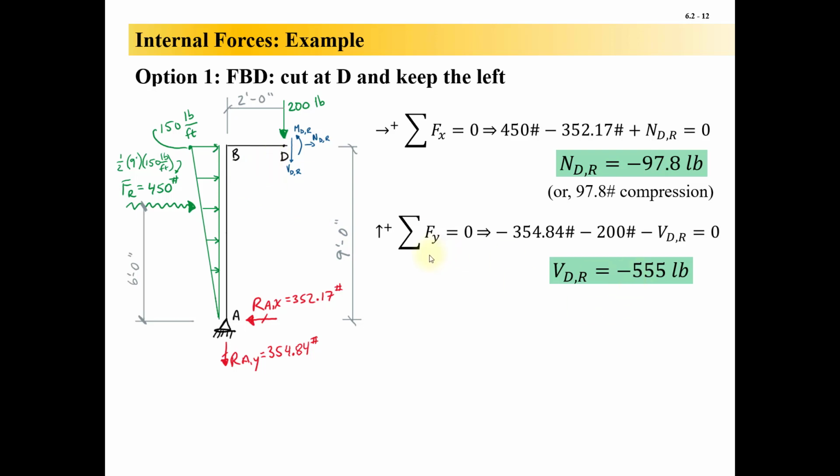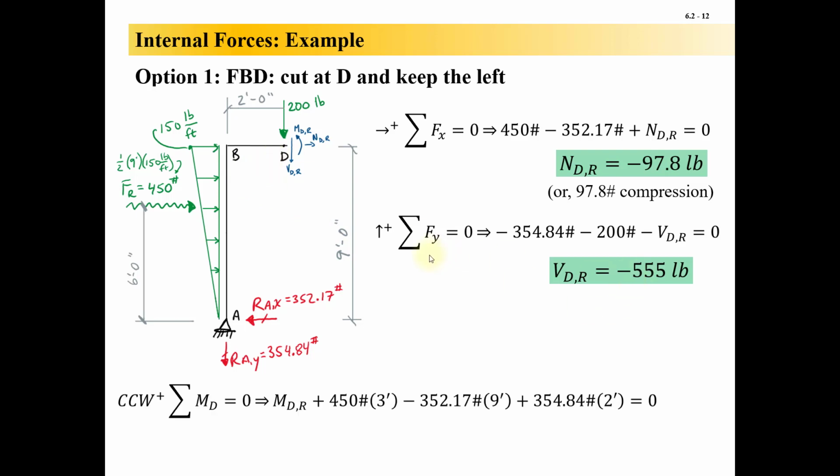No big deal. And now to find the moment, I'm going to do counterclockwise positive moment about point D. I like to do moment about the point that I'm cutting. Especially when we get into shear moment diagrams later on in this lecture, sometimes the shear can be a function and not a number. And so summing somewhere else is really problematic. Summing at the cut is just good practice. You don't have to. You can sum anywhere else. It would always work. You would still get the right value. But let's just sum at D.